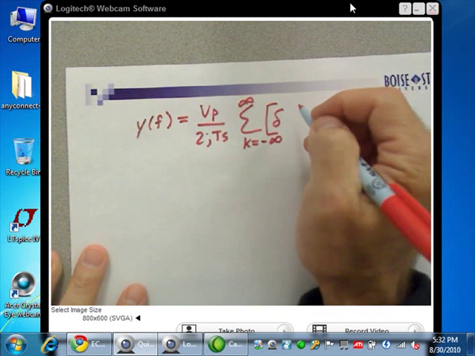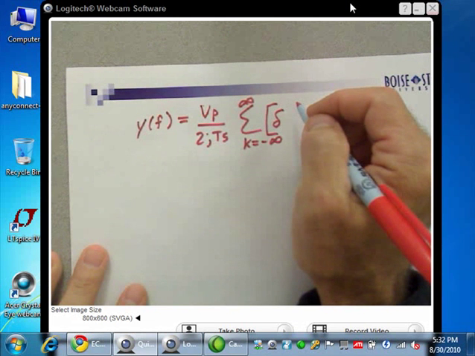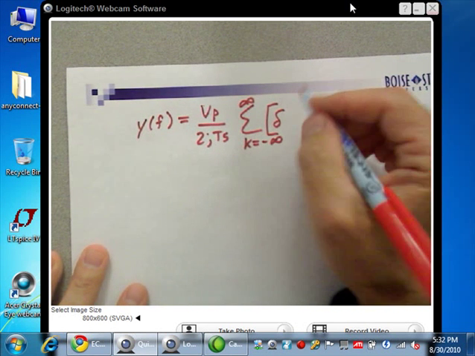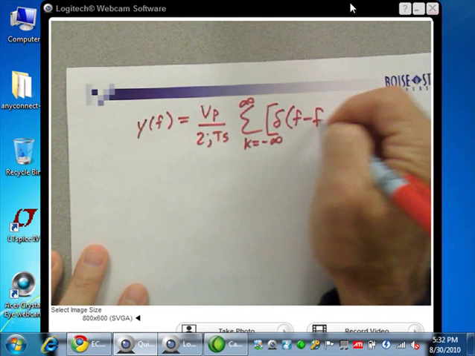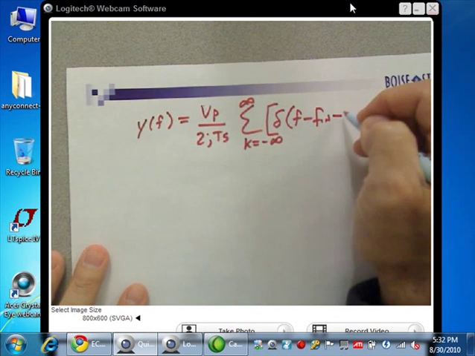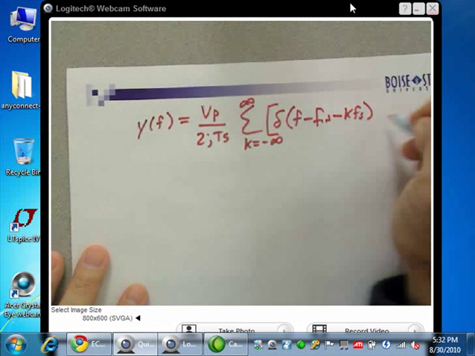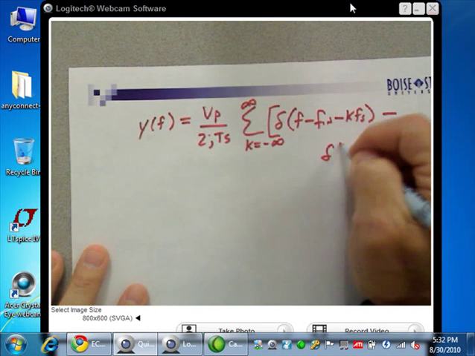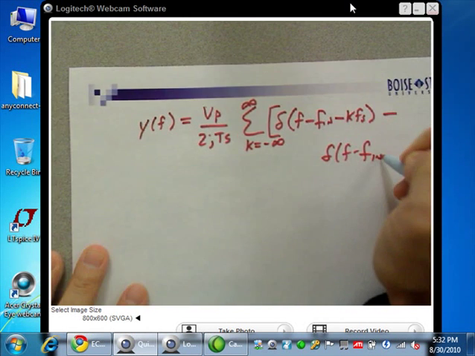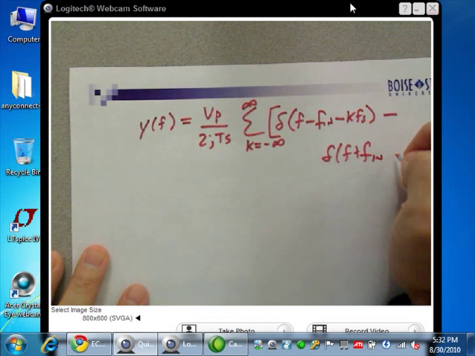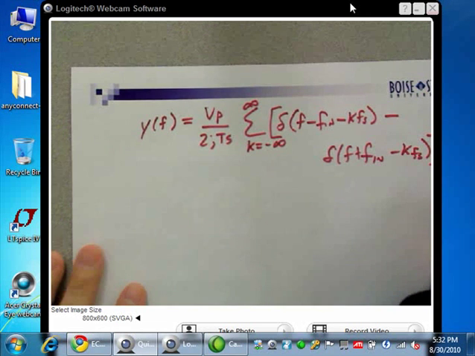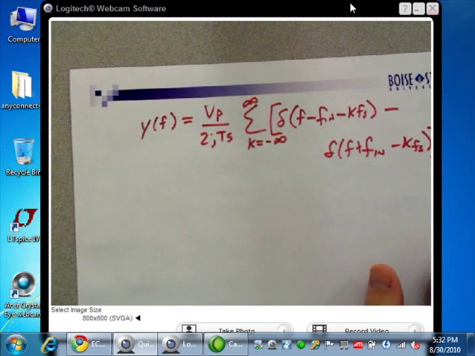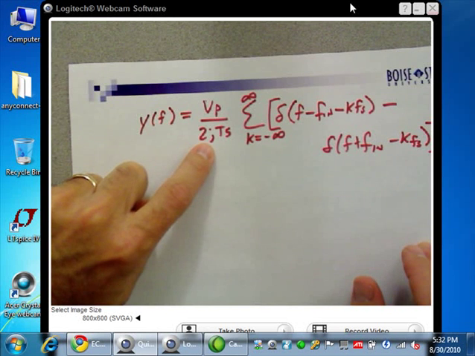I'm sampling a sine wave, so I expect the output to be just impulses of that sine wave at various frequencies: delta of f minus Fn minus kFs, minus delta of f plus Fn minus kFs. Alright, so this is good because we already talked about the phase shift where we have the j and all that.